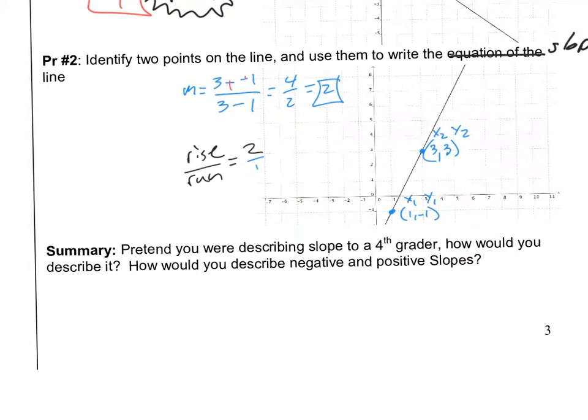So now what I want you to do is do the summary. And for the summary, I want you to pretend like you're describing slope to a 4th grader. How would you describe it? How would you describe negative and positive slopes? So think about that. I want a few sentences in your answer.